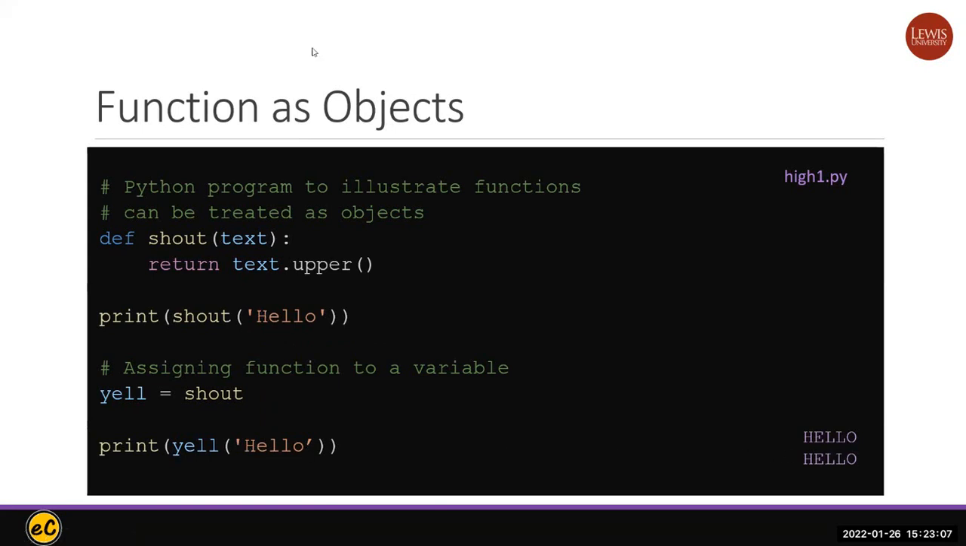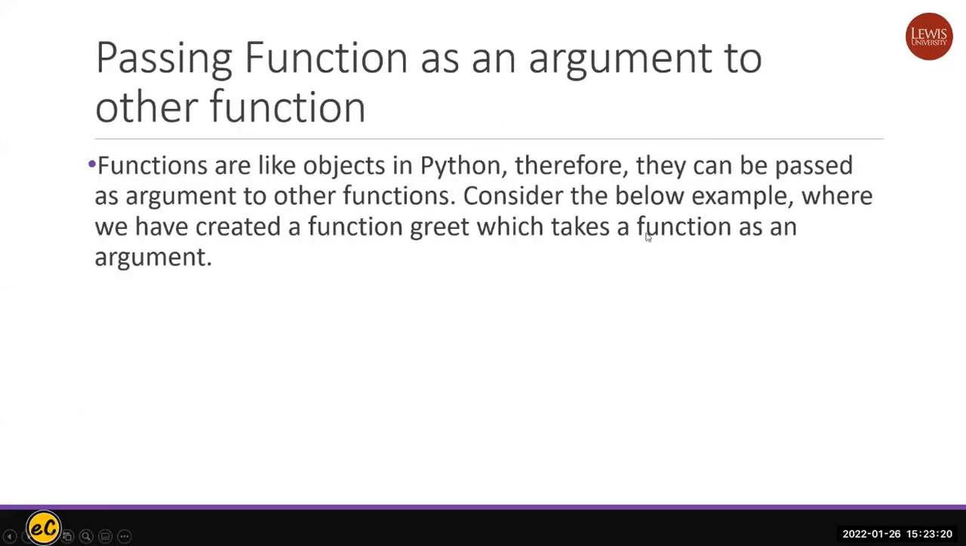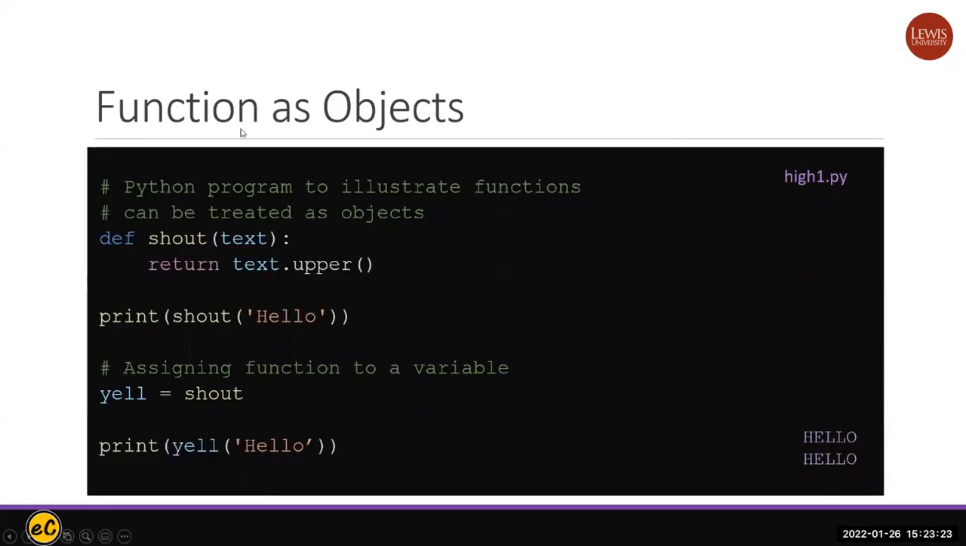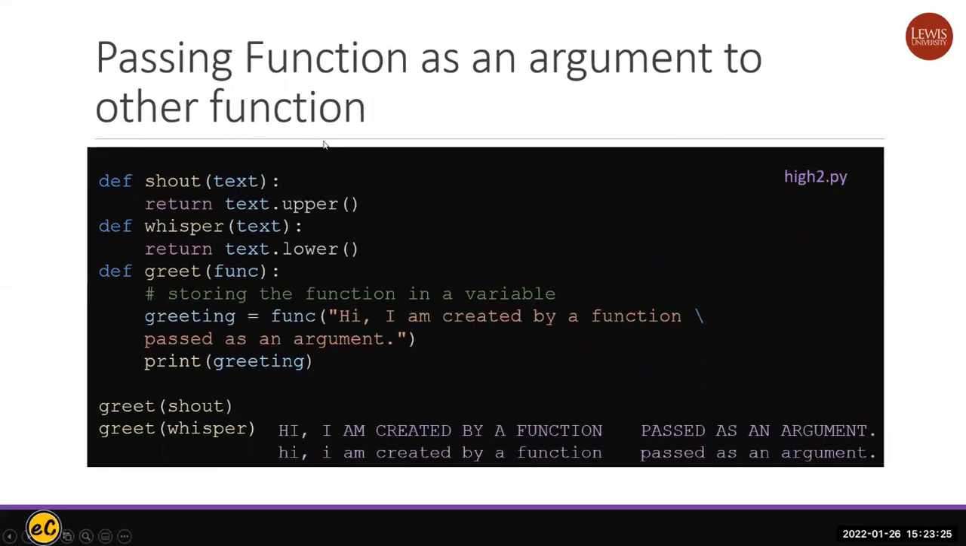Okay. So here we can assign the function shout to a reference called yell, and yell will deliver the same result. So if you use shout hello or yell hello, you get the same result. So that one is to use a function as an object.